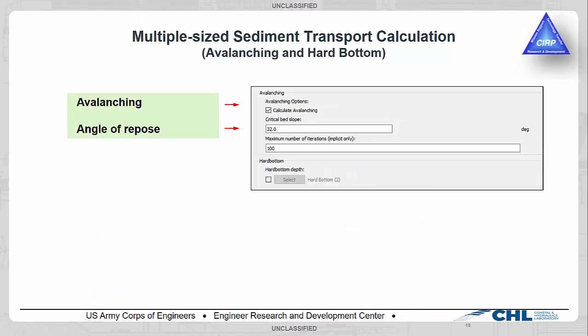The last one in that interface is avalanche and hard bottom. And I believe hard bottom, Mitch already mentioned in his example, so I didn't check it here. Here I only check calculate avalanche. Avalanche has a critical bed slope, the angle of repose, and the default value is 32.